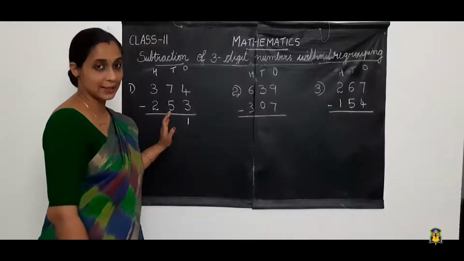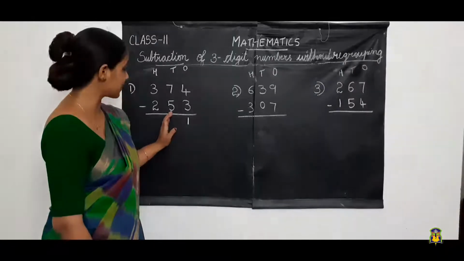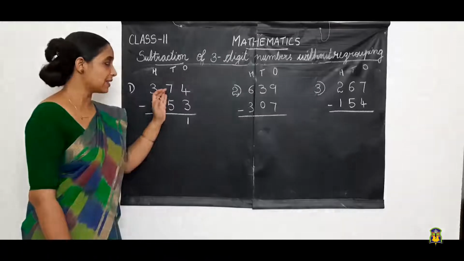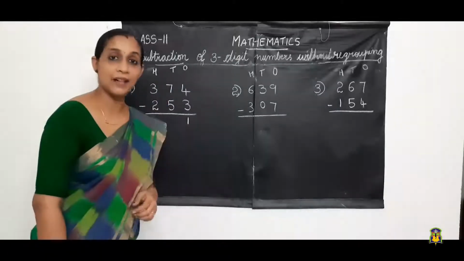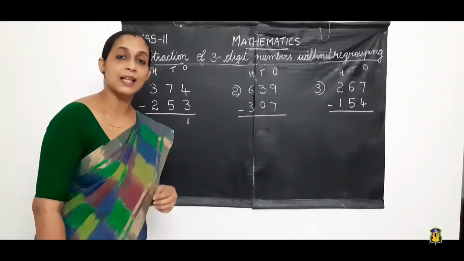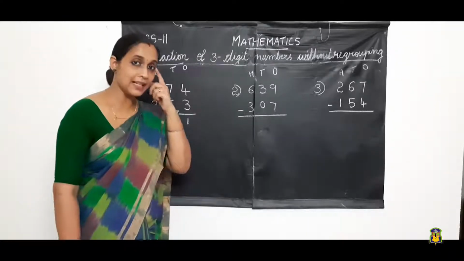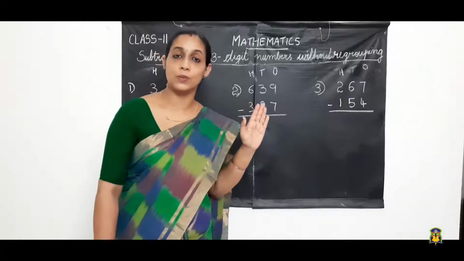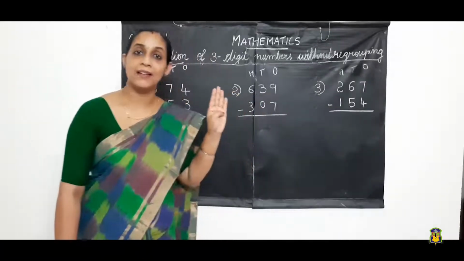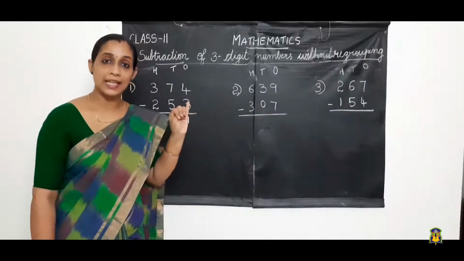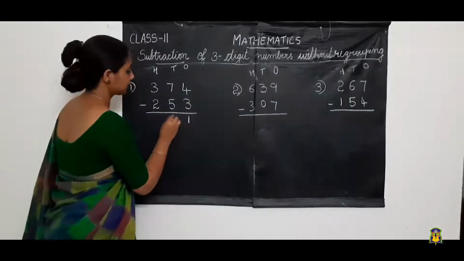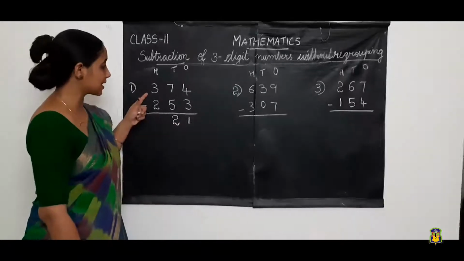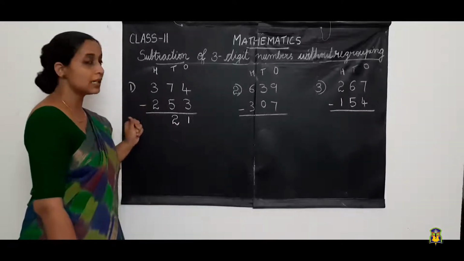Now move on to the next place, that is tens place. In tens place we have the digits 7 and 5. 7 is greater than 5, so subtraction is possible. 7 in mind, 5 in hand, and we have to do backward counting. So before 7, 6, 5, 4, 3, 2. Now in hundreds place we have 3 and 2.